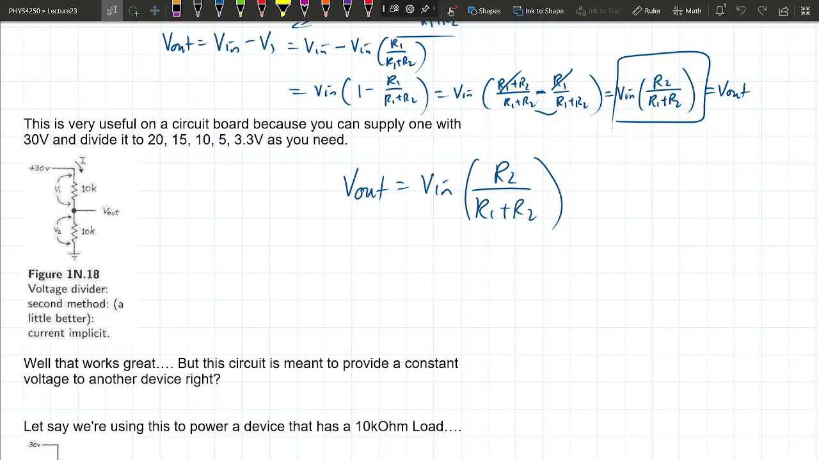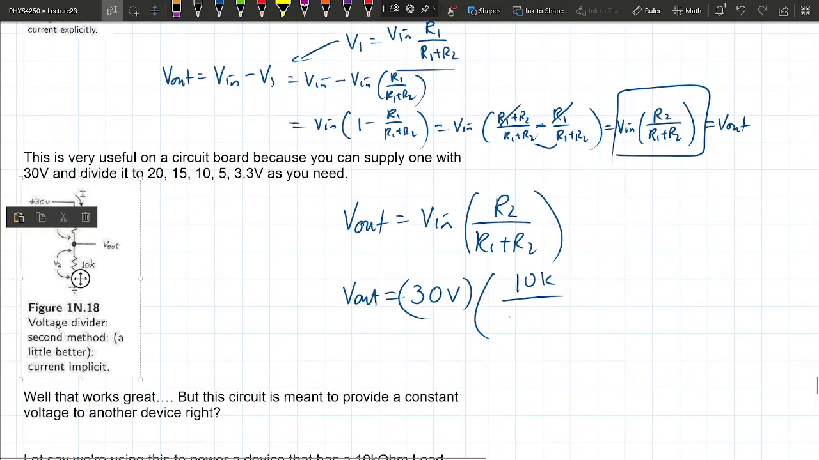You have 30 volts here, 10 kilo ohms here, 10 kilo ohms here. Okay, let's do this. Since we need a better educated guess, let's just do it, okay? 30 volts, R2 is 10, R1 plus R2, R1 is 10.